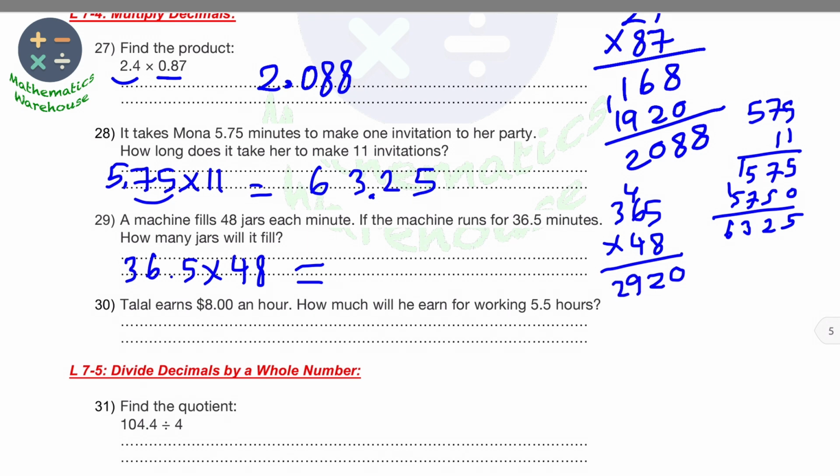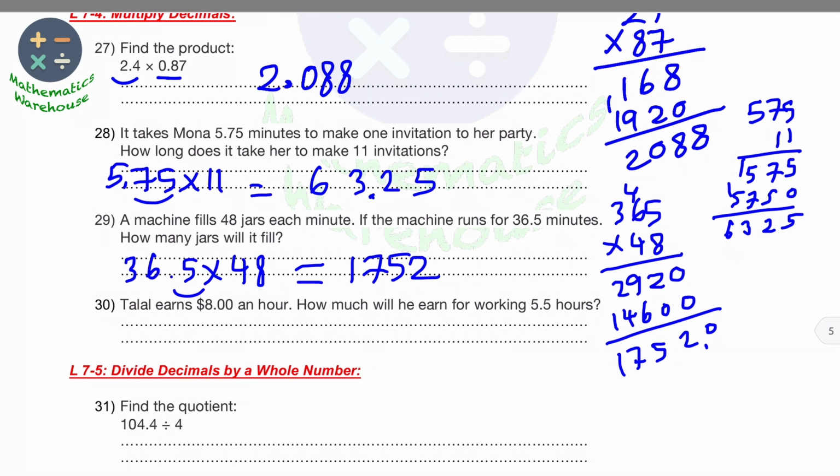Going to 4, put 0. 4 times 5 is 20, 0 and carry 2. 4 times 6 equals 24 plus 2 equals 26, 6 and carry 2. 4 times 3 equals 12 plus 2 equals 14. So we can add now. It's 0, 2, 15, 5 and carry 1, 7 and here 1. We have 1 decimal place, so it's 1,752, and this is the answer.